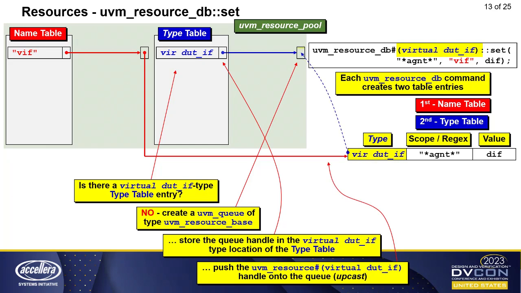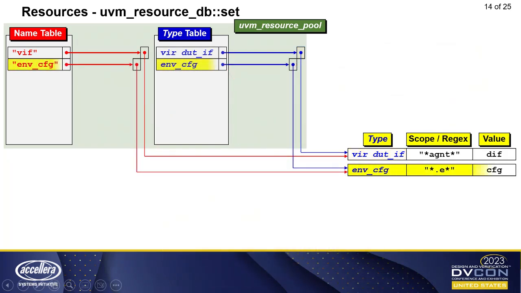UVM then pushes the virtual interface type UVM resource onto the queue. Since this type UVM resource is a derivative of the UVM resource base type, this too is a valid upcast operation. An additional environment config resource was created and stored in both the name and type tables.